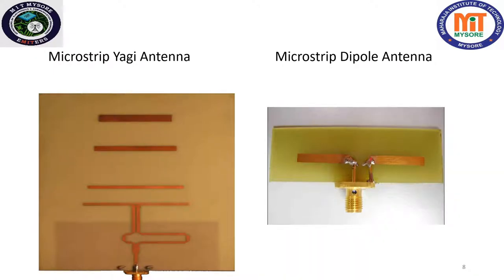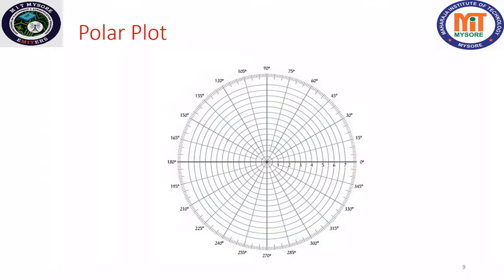You can see in the figure, the first one is the Yagi antenna, the second one is the microstrip dipole antenna. Before we move to the demo part, let me say another important topic, which is the polar plot. This is the plot which we use to plot the radiation pattern and then determine the half power beam width and use it for calculating gain and directivity. So this is the plot where we can draw our radiation pattern like this, for example.